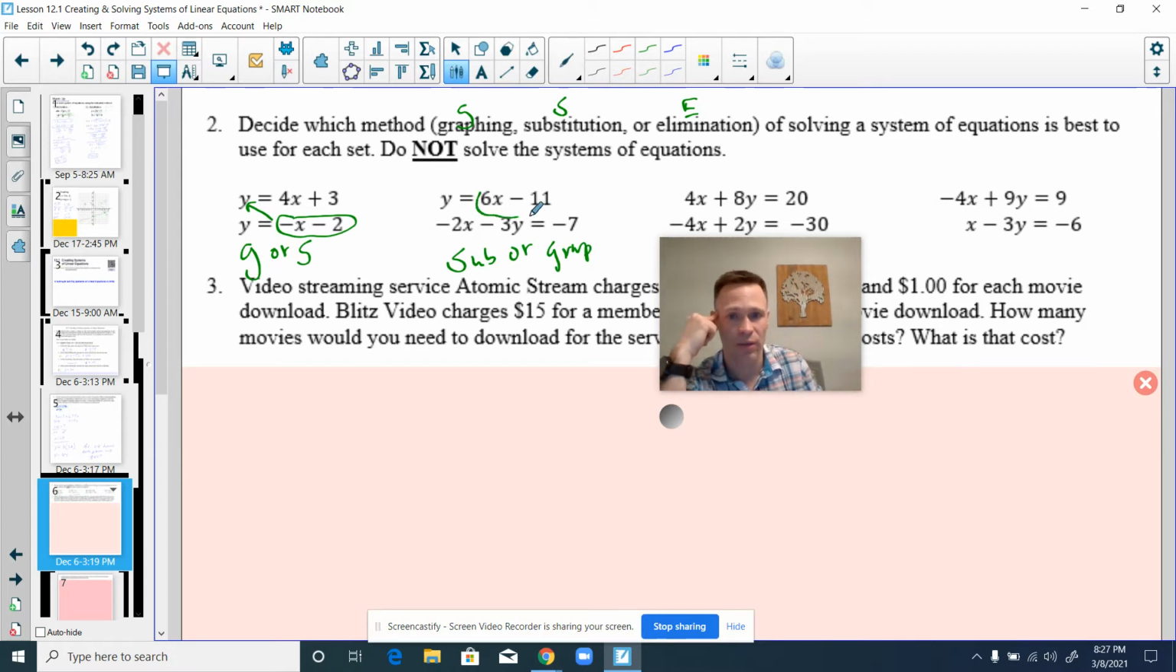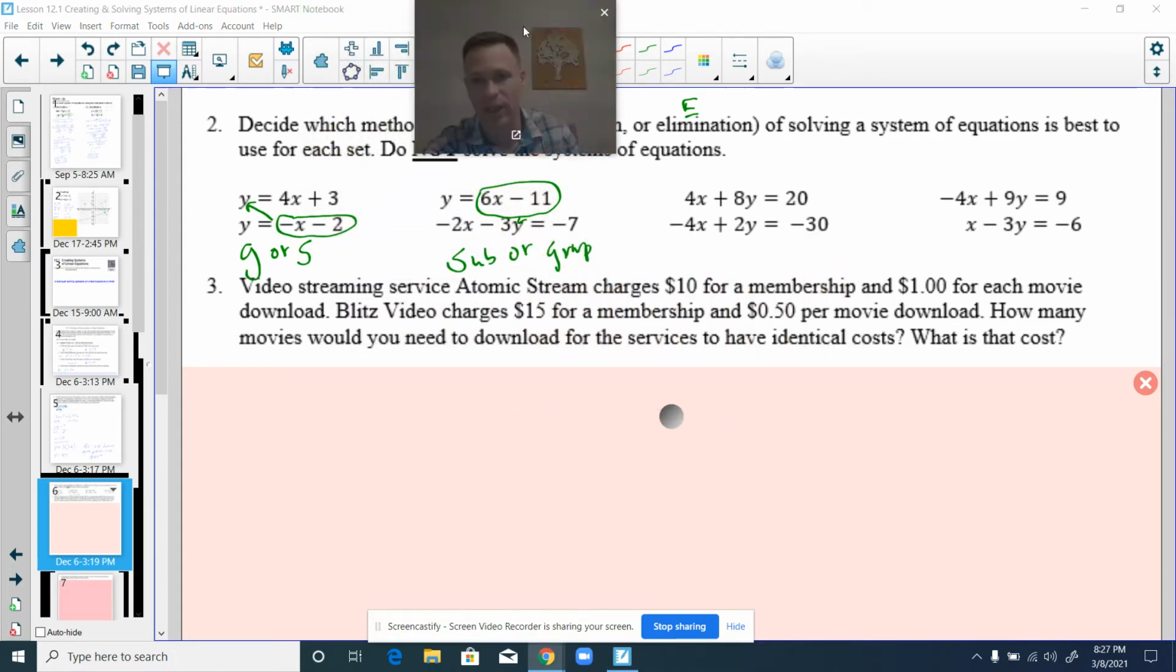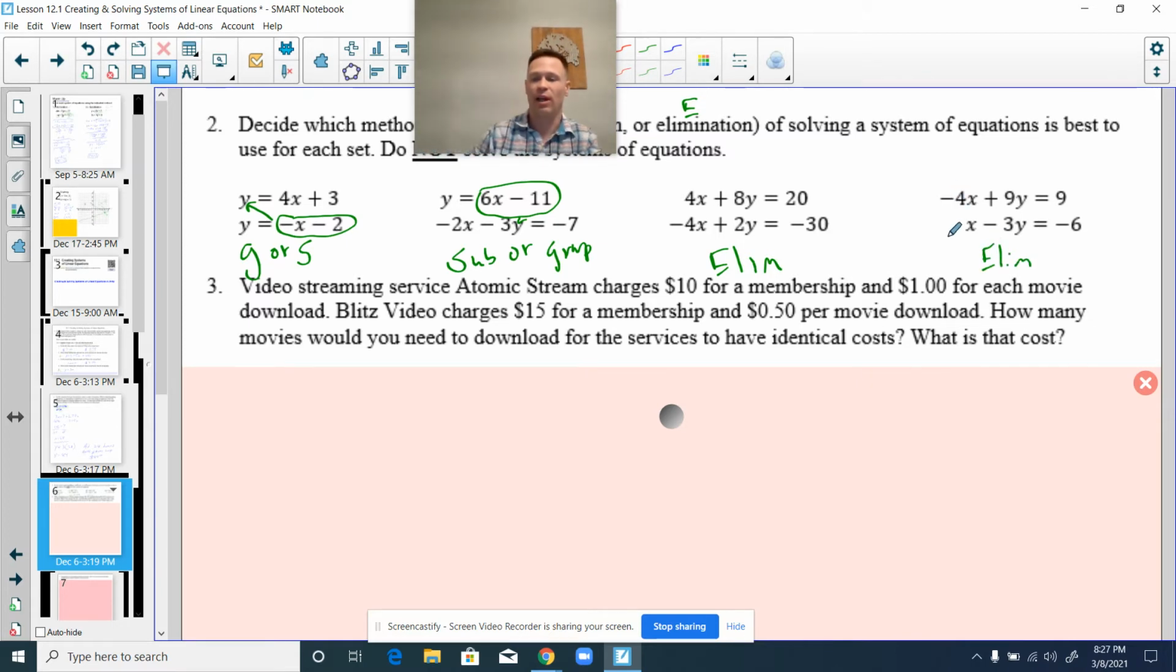This one is also substitution or graphing because I have an equation solved for a variable, so I can substitute that in for y here. I could also graph this pretty easily as well. I would say that this one here is best set up for elimination because I could get the x's to cancel out right away. I would also say that the last one is best set up for elimination because even though they won't cancel out right away, if I multiply the bottom equation by 3, I would get the 9s to cancel out because I would have a negative 9y and a positive 9y. Or I can multiply the bottom equation by 4 and get a negative 4x and a positive 4x.